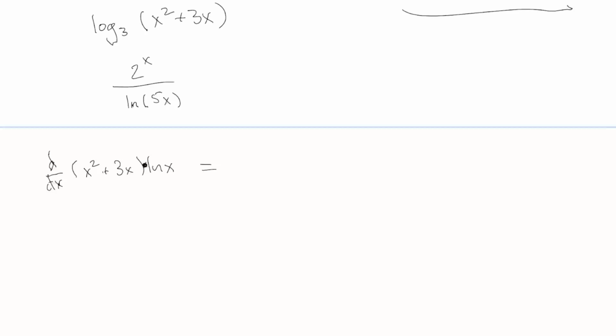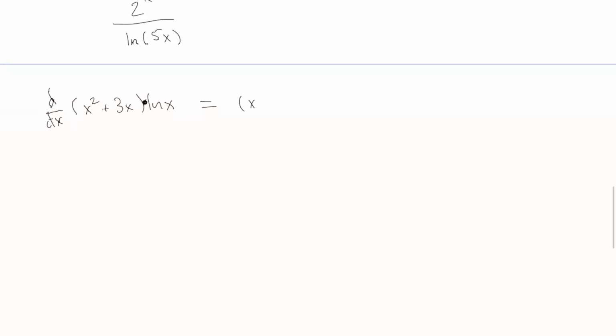And that, I hope you remember, it's the first thing like it is, times the derivative of the second thing, derivative of ln x is 1 over x. And then I go plus the second thing like it is, ln x times the derivative of the first thing, and that is 2x plus 3. So I hope that's what you got.